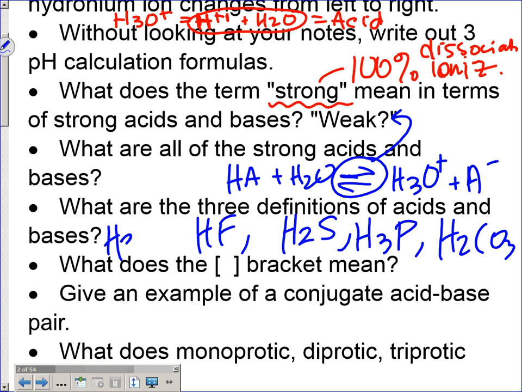Phosphoric acid, H3PO4. So anything that's not on the list of 6 is considered weak. And weak means once again, what does it mean? Doesn't dissociate 100%, but it's still in the acidic realm, right? It may be at the 3, 4, 5 area if it's talking about pH, where strong acids might be at the 1, 2 range, but it's still considered an acid.